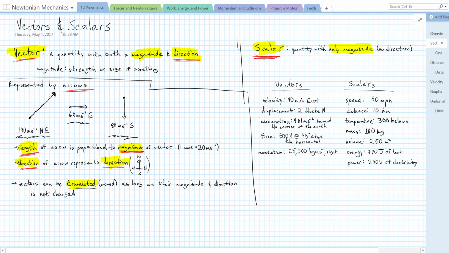So, in summary, scalars have only magnitude. Vectors have magnitude and direction.